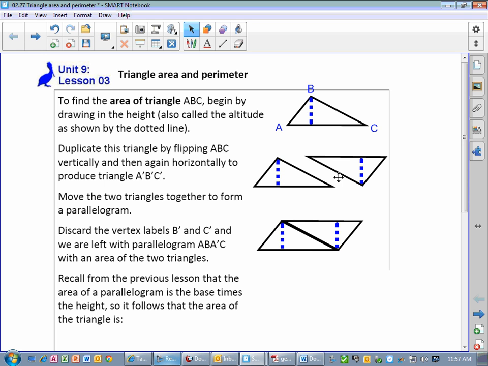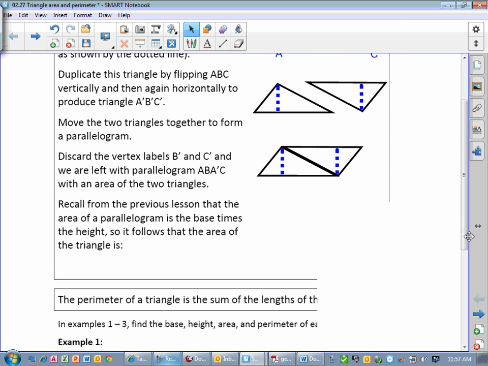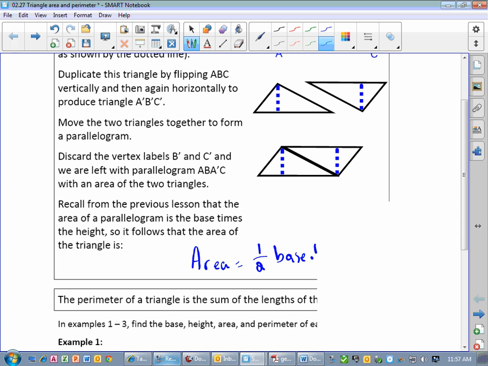Now, what is the area formula for a parallelogram? Base times height. We saw it yesterday. So we have the base times the height. That's the altitude of the original triangle, right? And so, how much of the parallelogram is a triangle? Half. So the area formula for a parallelogram, or I'm sorry, for a triangle, area is a half of the base times the height.